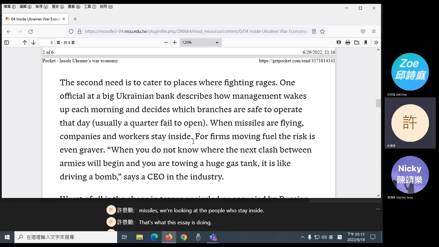For firms moving fuel, the risk is even graver. Grave here means serious. So if your firm or company is a company that moves fuel like gas or oil, then the risk is, of course, even more serious. It's even more dangerous. In American English, we like to add a comma here because the main sentence begins here. And so the comma tells you that everything before this is not part of the main sentence.